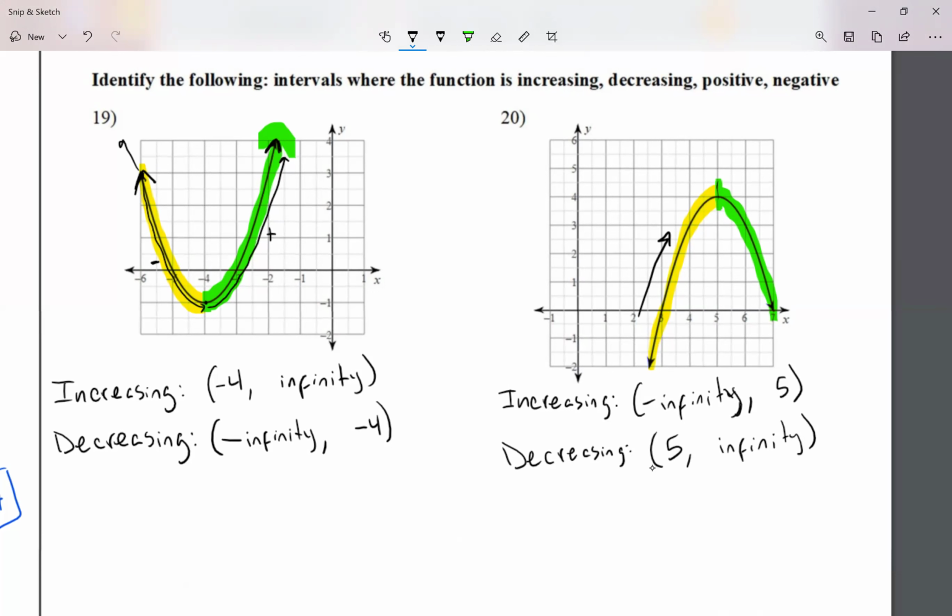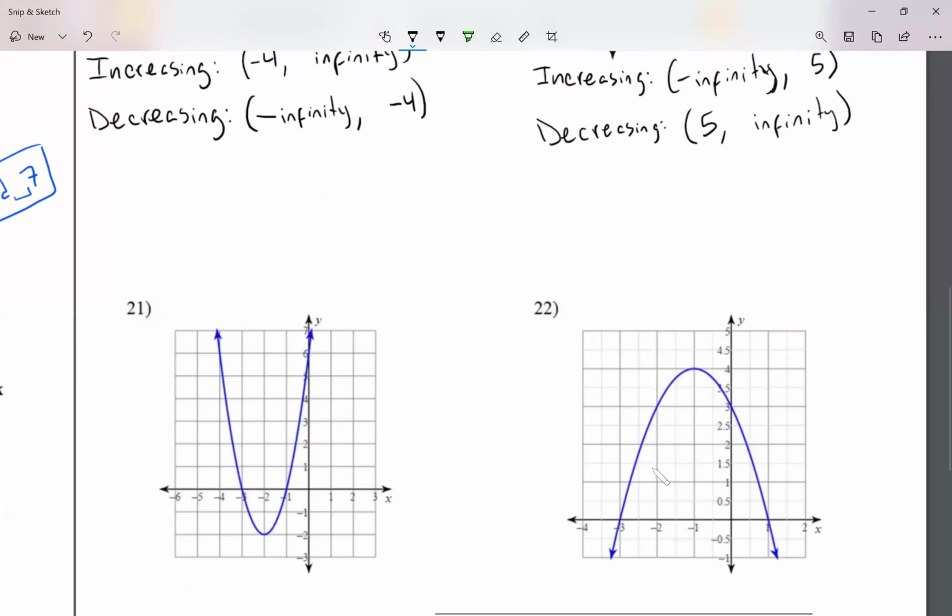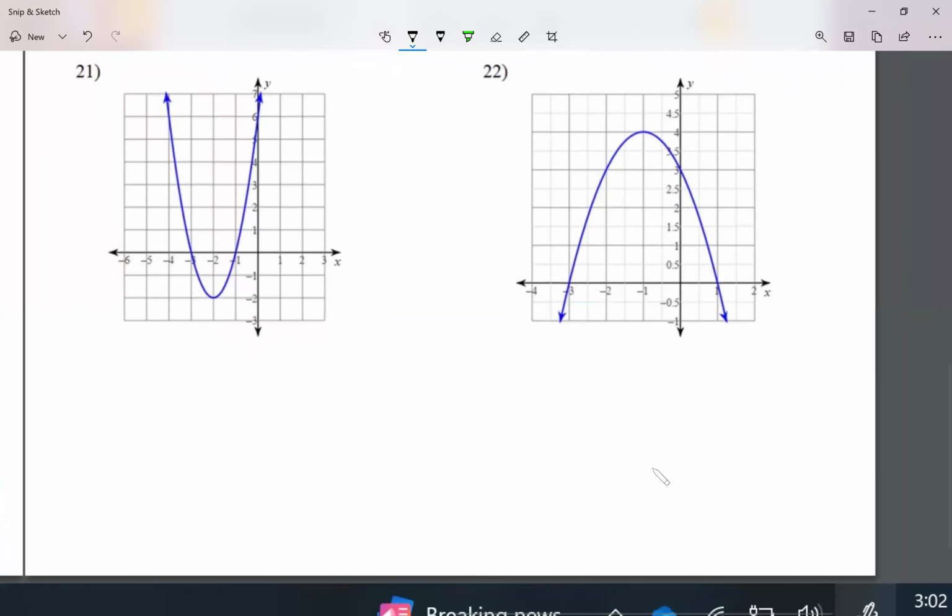Okay, so for the first assignment, we should be good. I'm going to do questions 21 and 22 to practice on those as well. So let's take a look. Might as well do it now. I'm going to ask for increasing and decreasing on both.